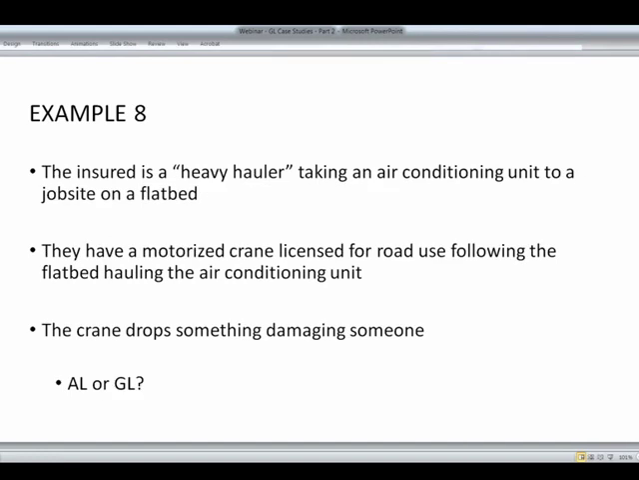The insured's a hay hauler. They're taking an air conditioning unit to a job site on a flatbed they own. They also have a motorized crane licensed for road use following the flatbed hauling the air conditioning unit. The crane drops something as it's running down the highway and damages somebody. The crane on the highway does injury while it's running down the highway. Is this auto or GL for the damage done by the crane?